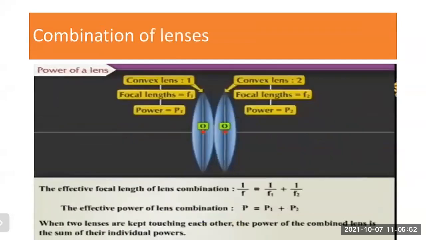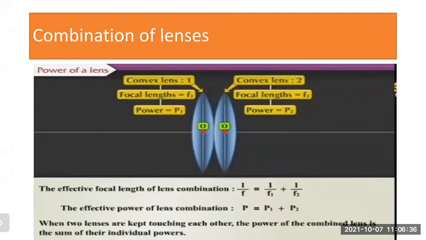Now, next you have the combination of lenses. Here you can see that if two lenses are kept in contact with each other, and if the focal length of one lens is f1 and the focal length of another lens is f2, then the combination of these two lenses will have an effective focal length.